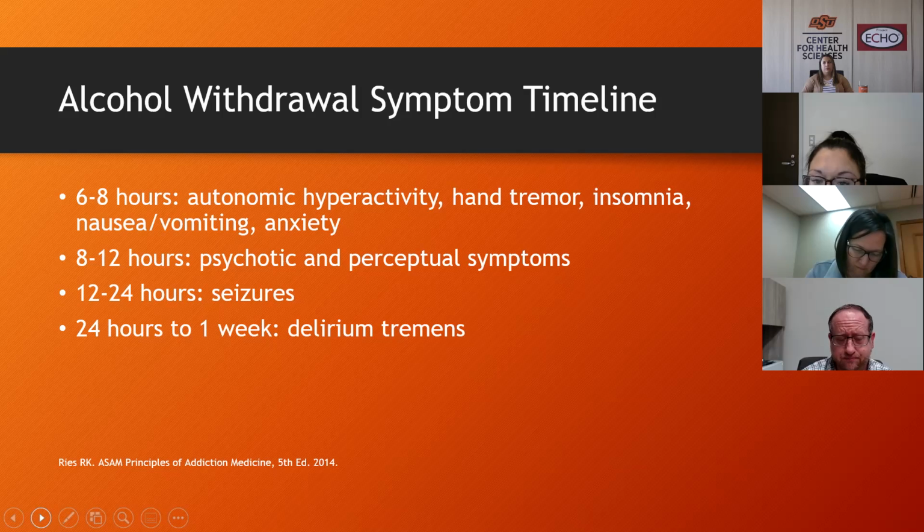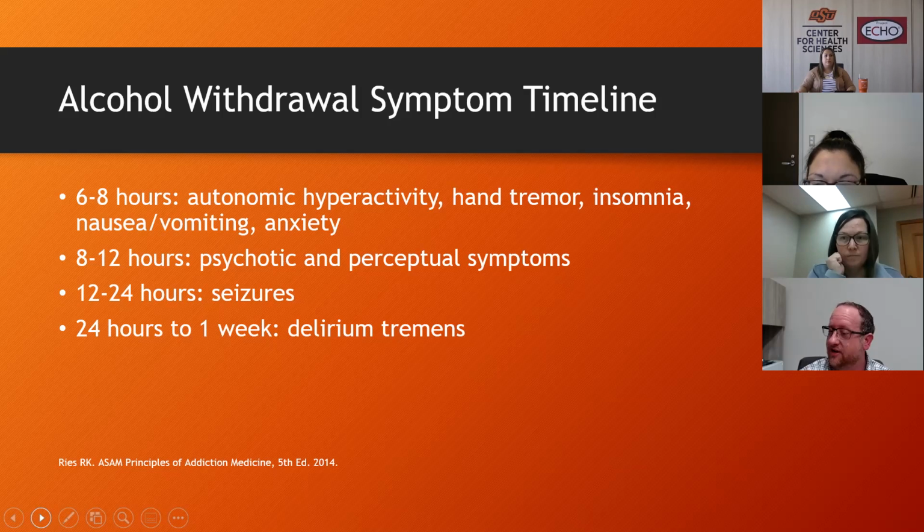Within 8 to 12 hours after the last drink or the significant change in the amount of alcohol you're drinking, you can have what we call psychotic or perceptual symptoms. In that first 8 to 12 hours, they're not going to be accompanied by delirium or confusion states generally. It could be auditory or visual hallucinations. And in some individuals, they actually have some tactile hallucinations too during withdrawal, where they feel kind of itchy or like something's crawling on them. So you can see all those perceptual symptoms in some individuals. Again, not every individual will have every one of these symptoms.